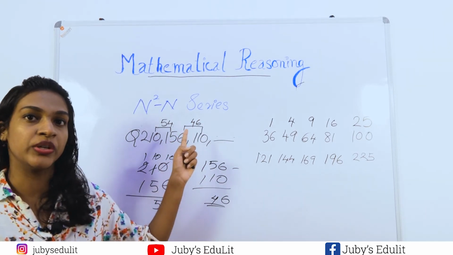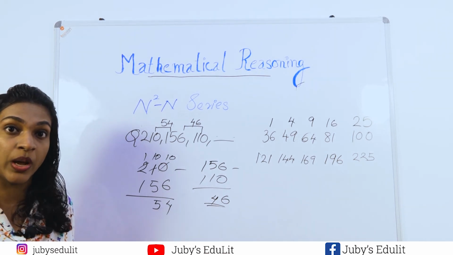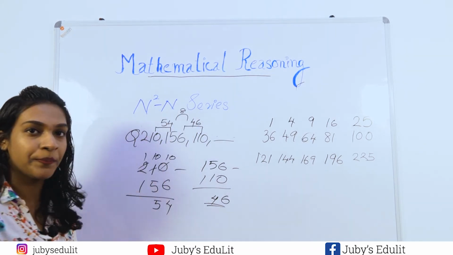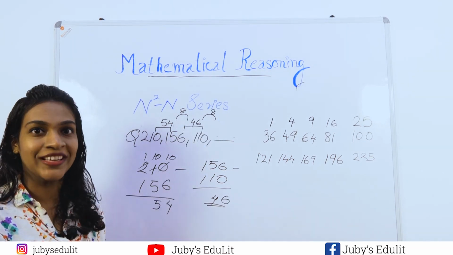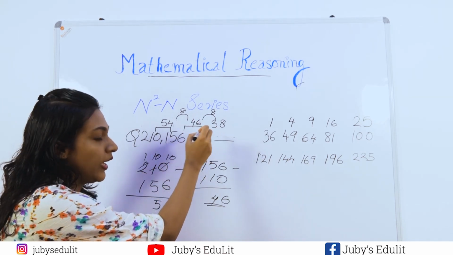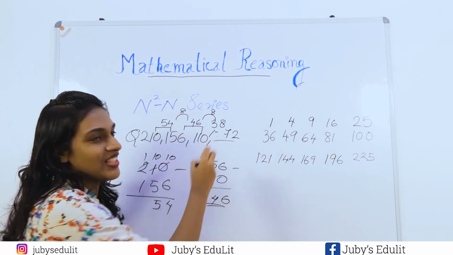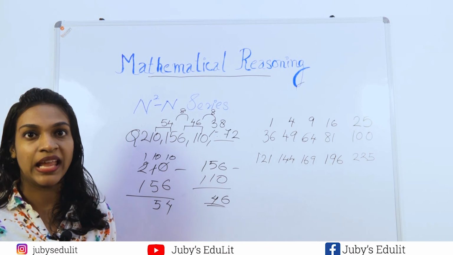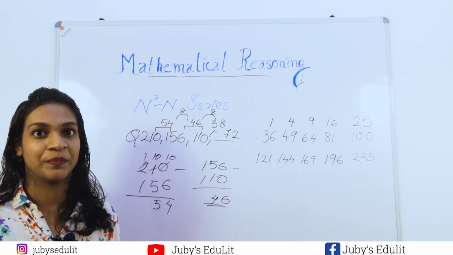Now let's see these two numbers here, 54 and 46. What is the difference between these two numbers? It is 8. Okay, when we subtract this 8 from 46, what do you get? 38. So if you subtract this 38 from 110, you will get an answer 72, which is the right answer, and this is an alternate way. Instead of following the n square minus n series, you can go for this series, and it is a simple trick to analyze the answer.